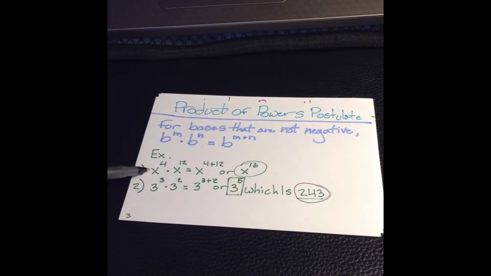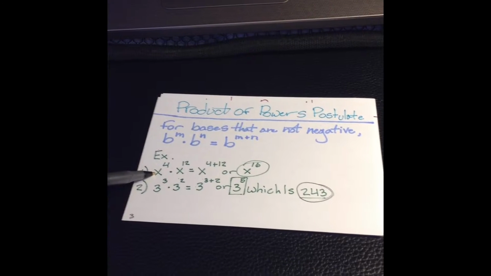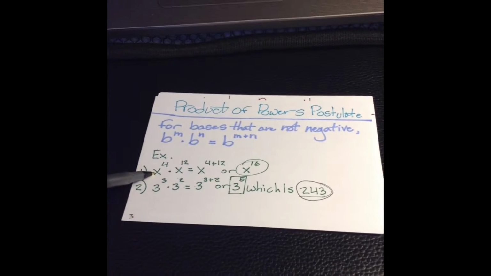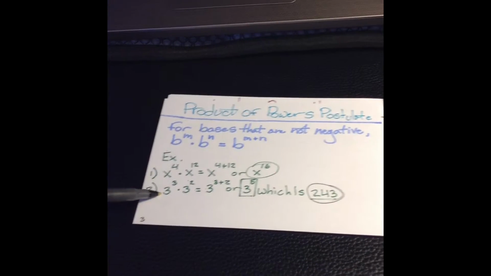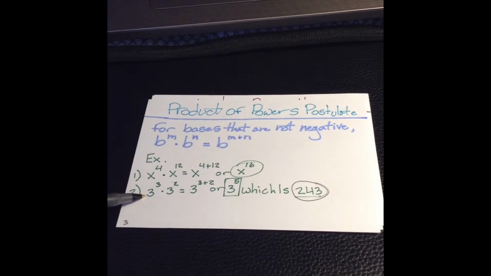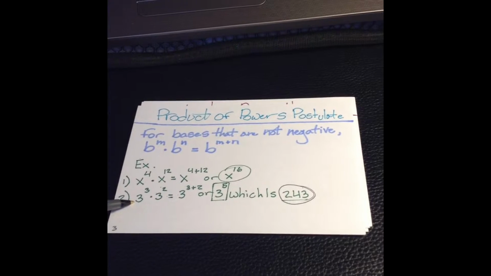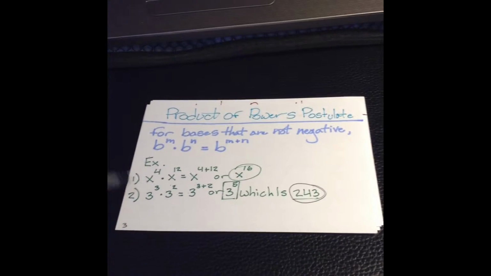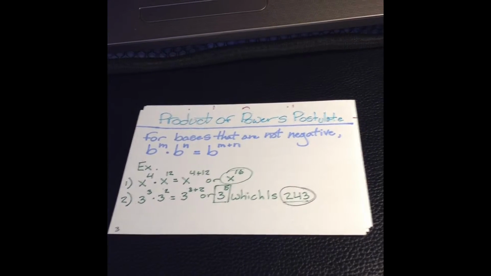An example, x to the 4th times x to the 12th equals x to the 4 plus 12th power, or x to the 16th power. Another example would be 3 cubed times 3 squared equals 3 to the 3 plus 2 power, or 3 to the 5th, which, if you put in your calculator, is 243.